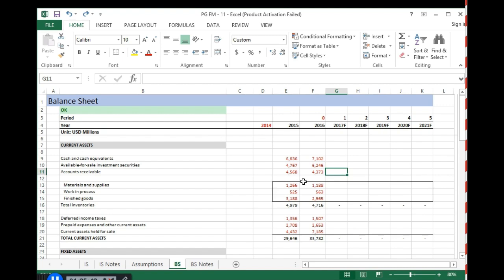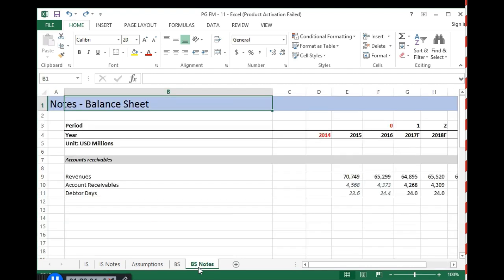Account receivables are a key element with respect to the forecast. So they need to be forecasted. How do I forecast it? I will open another sheet with the name of balance sheet notes to forecast it. Obviously, I cannot do calculations here, so I will make another sheet.